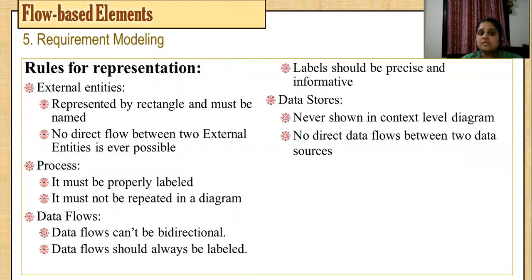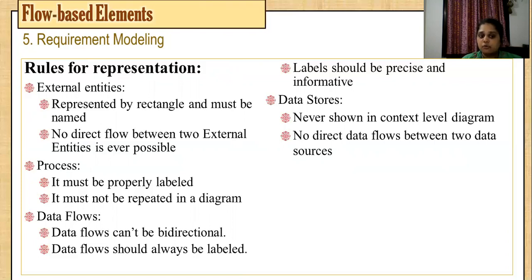If you are representing any external entity, that is a person, hardware or software, it should be represented by a rectangle, and that particular rectangle must be named. There should be no flow between two external entities. So if I have user 1 and another user 2, then user 1 and user 2 will not be able to communicate with each other directly. Next is a process. Whatever process you have, it must be labeled properly and it must not be repeated in the whole diagram again.